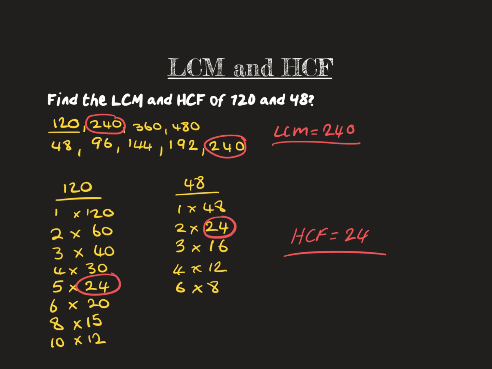So I've got a couple of exam questions here. So this first one says, find the lowest common multiple of 120 and 150. So we're going to need to find all the multiples of 120 and then find the multiples of 150 till we find one that matches. So we'll start with 120.